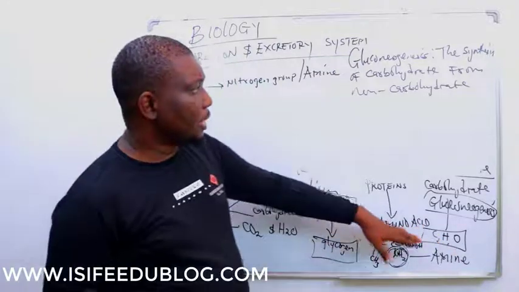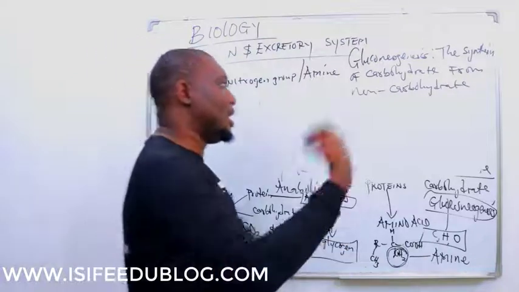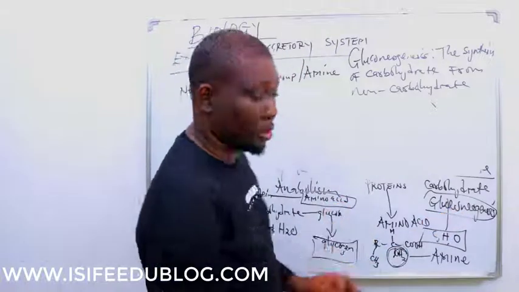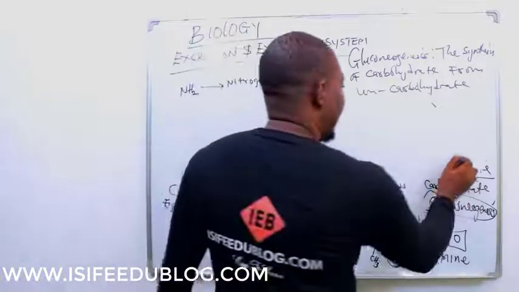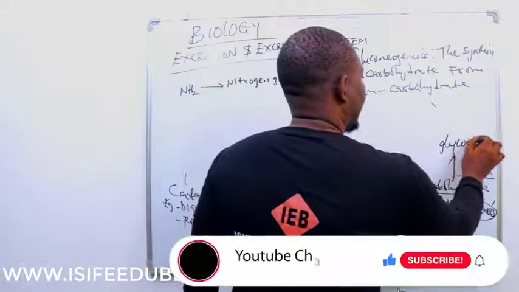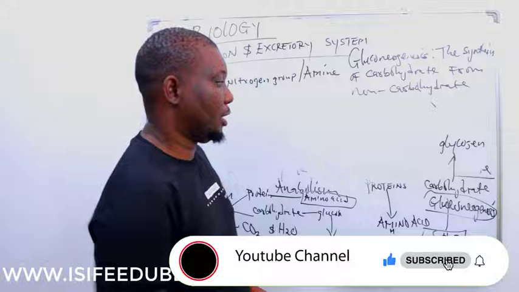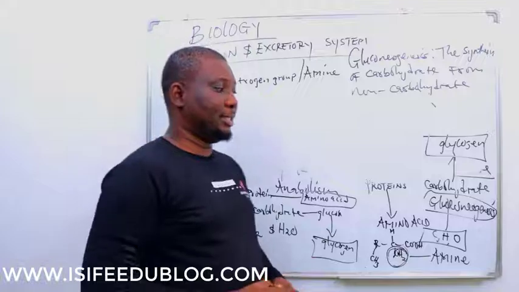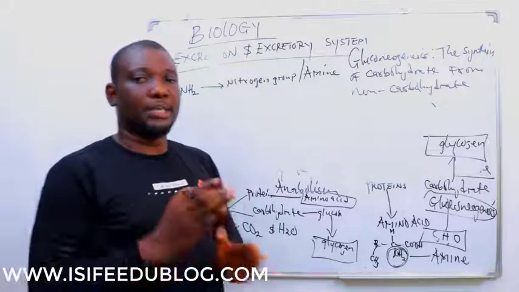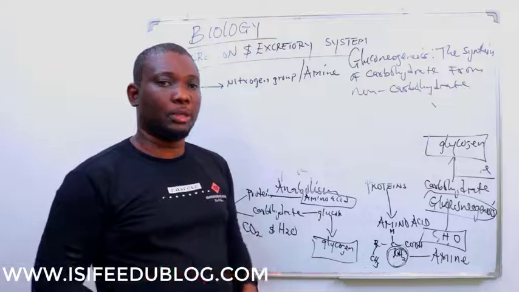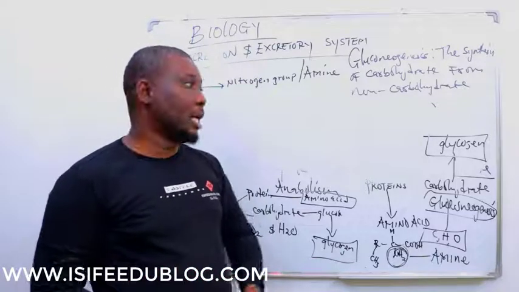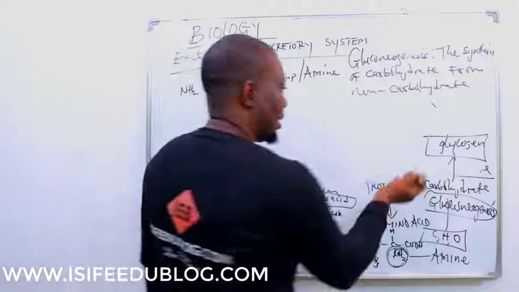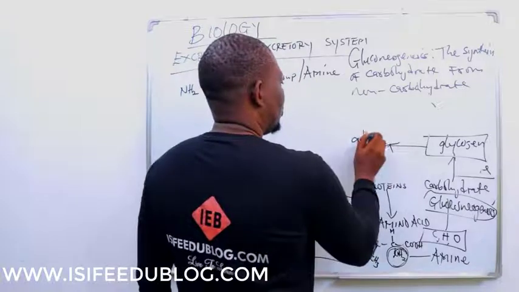Now these carbohydrates formed after this process of gluconeogenesis are later converted and stored as glycogen. So that at a point where there is depletion, if there is a low level of sugar, glucose, in the bloodstream, this storage carbohydrate called glycogen is converted back to glucose.